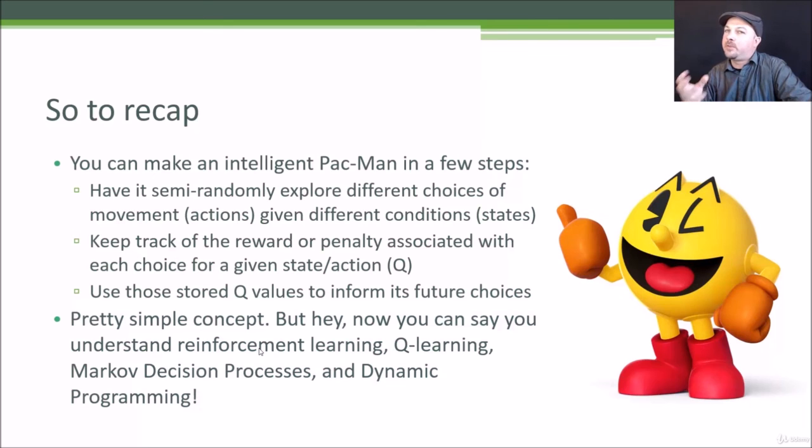It's a pretty simple concept, very powerful though, and you can also say that you understand a bunch of fancy terms because it's all called the same thing. Q-learning, reinforcement learning, Markov decision processes, dynamic programming, all tied up in the same concept. So, I don't know, I think it's pretty cool that you can actually make sort of an artificially intelligent Pac-Man through such a simple technique, and it really does work.